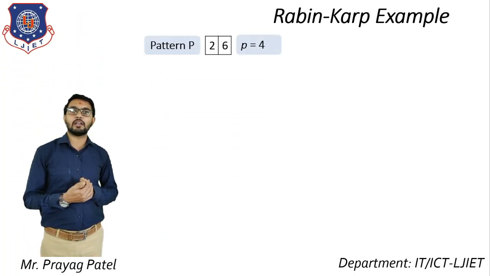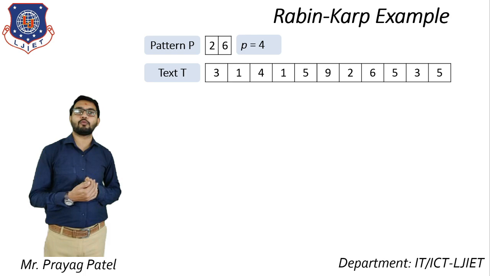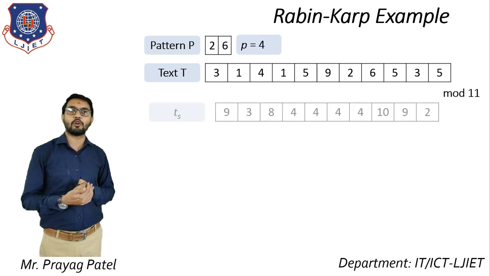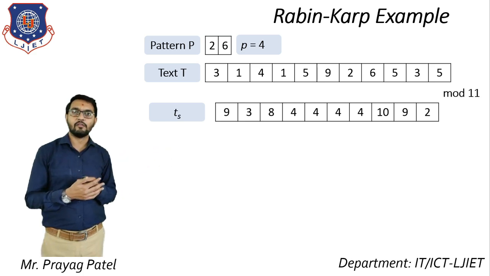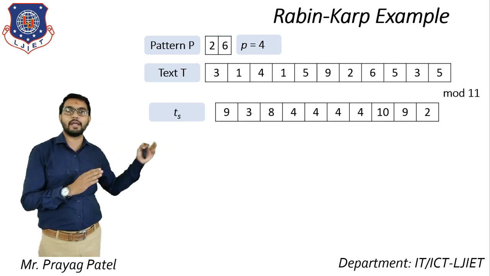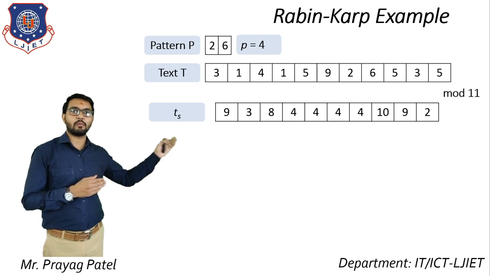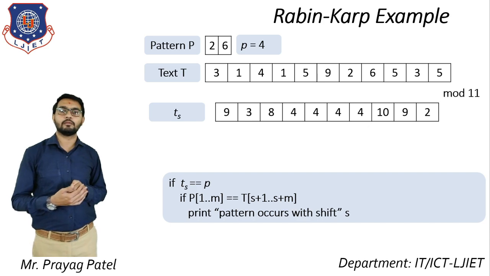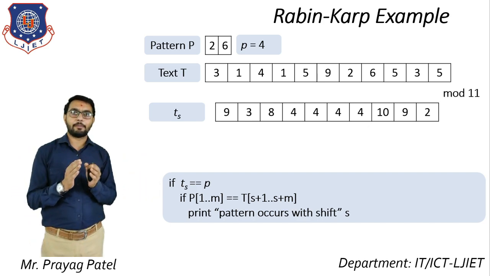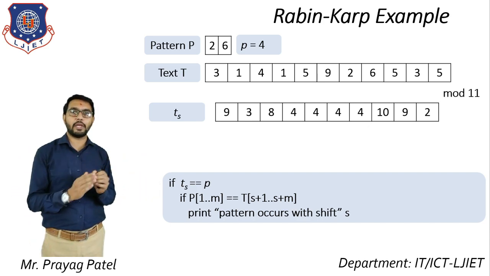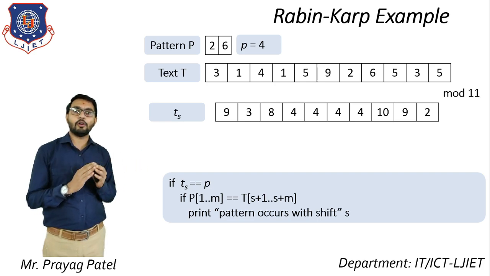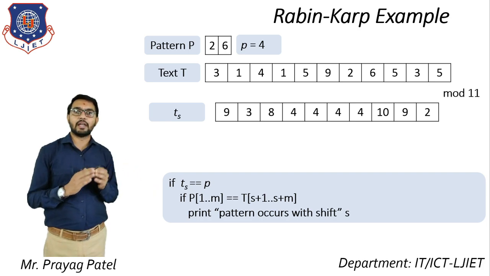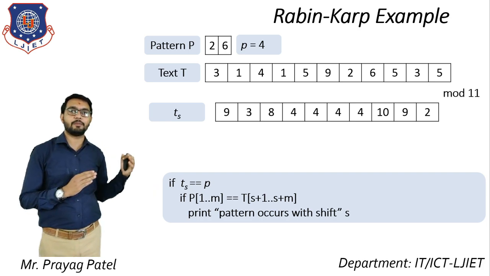Now consider the pattern equal to 26 and small p equal to 4, the given pattern's modulo. For the text, the modulo 11 answer is T of S. We already found TS0, TS1, TS2 and so on, so this second table is the TS table. Now in the TS table consider the value 4. So here our equation is: if T of S equals p, and if P of 1 to m equals T of S plus 1 to S plus m, then the pattern occurs with shift S.